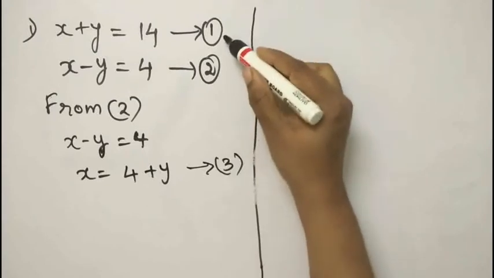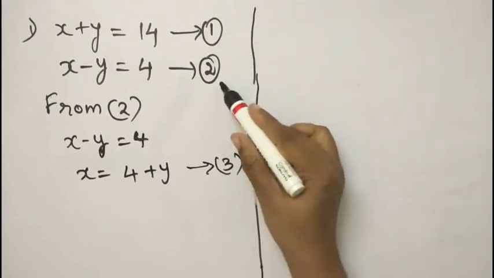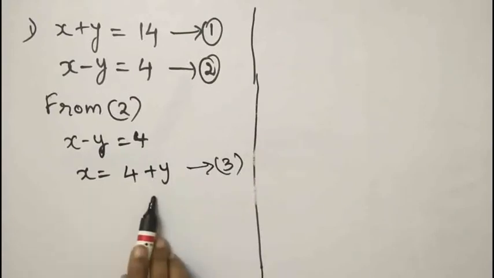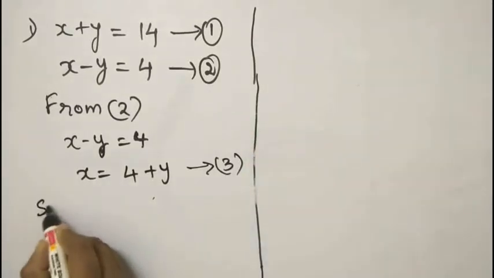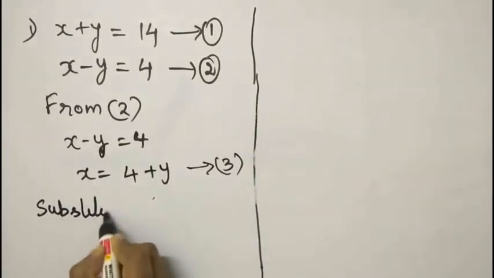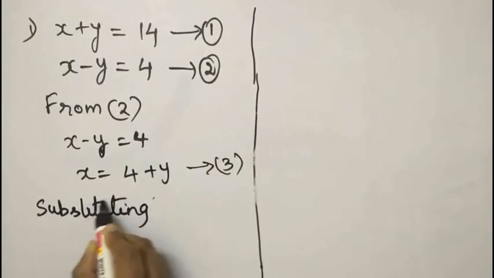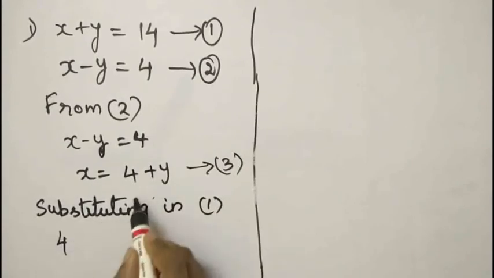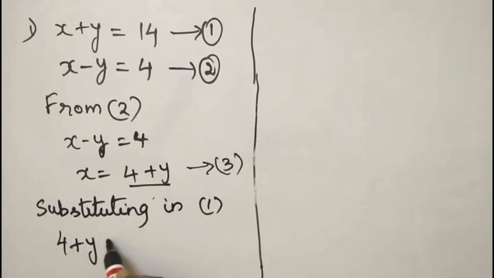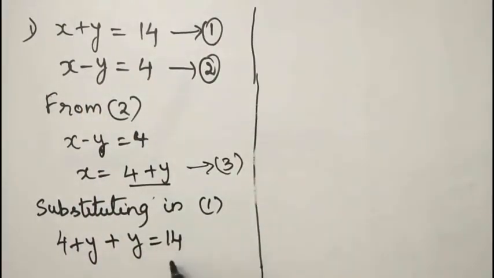So we have to substitute in equation 1. As we have taken equation 2 and expressed the variable x in terms of y, we have to substitute in equation 1. Substituting in 1, you will get, in place of x you have to substitute 4 plus y. So 4 plus y plus y equal to 14. In place of x I substituted 4 plus y, plus y equal to 14.